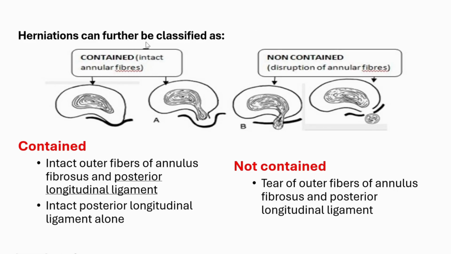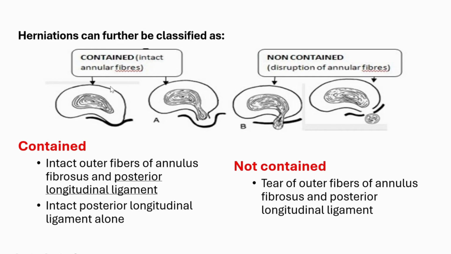Now herniation can further be classified as contained or non-contained. In contained, the outer annulus fibrosus is intact, as we can see in this image, and the posterior longitudinal ligament is also intact, whereas sometimes the annulus fibrosus is ruptured but the posterior longitudinal ligament is intact. So this type is called contained. Whereas in non-contained, both the annulus fibrosus and posterior longitudinal ligament are torn. So this is called non-contained.